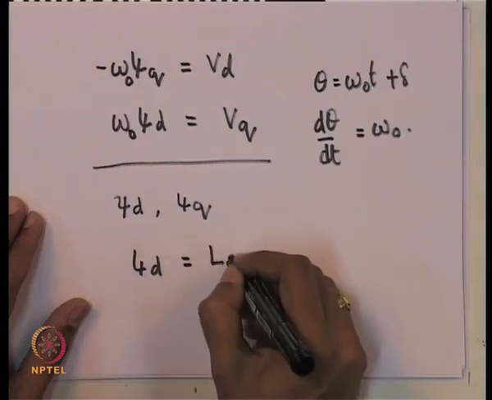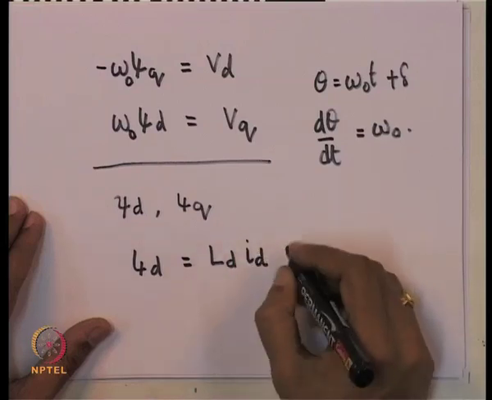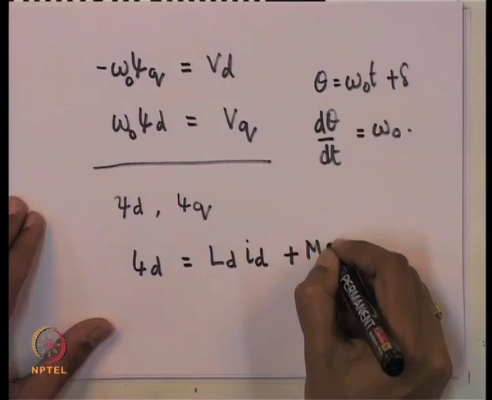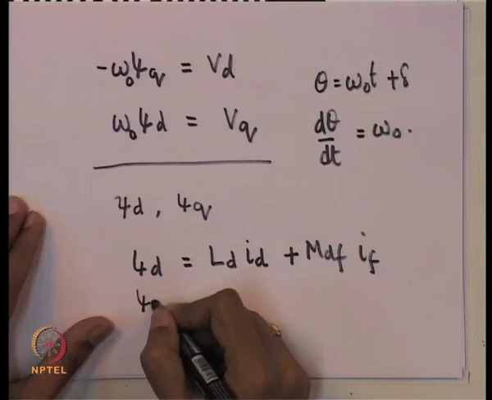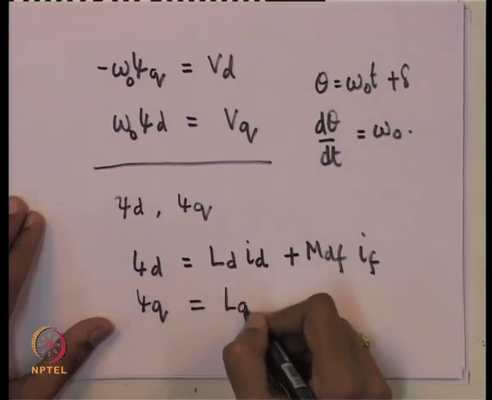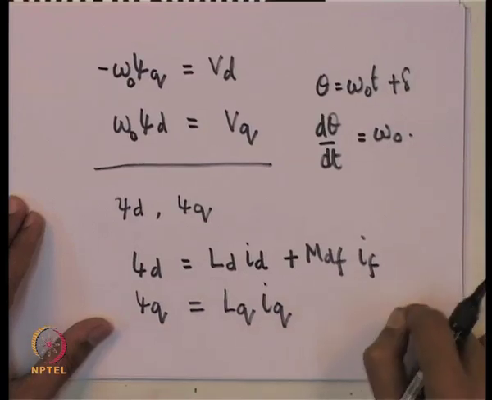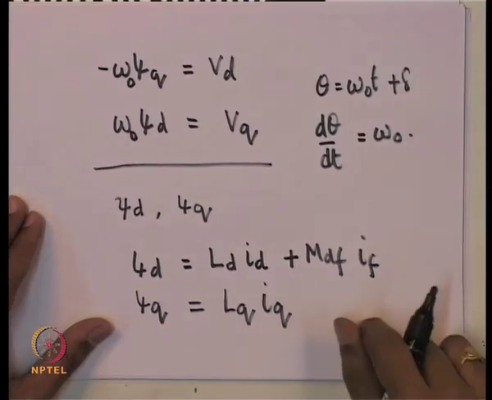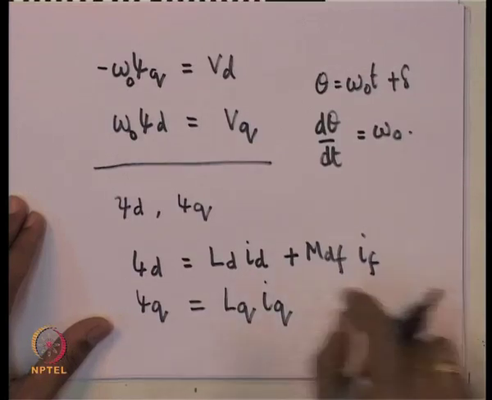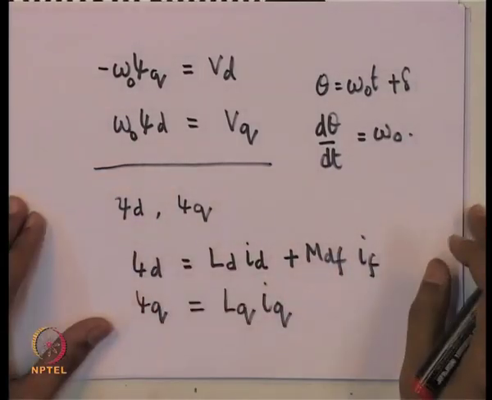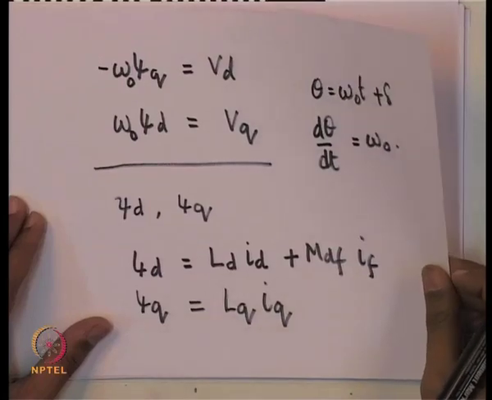How? Remember that psi d is equal to L d into I d, plus m d f into I f, and psi q is equal to L q into I q. Of course, since the other currents on the q axis are all 0, you do not have any other terms. Okay. So, what we can do from all this is actually obtain the torque.